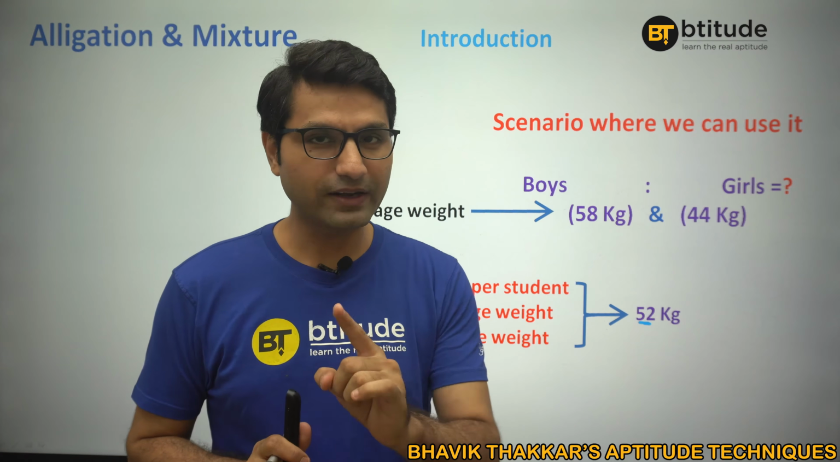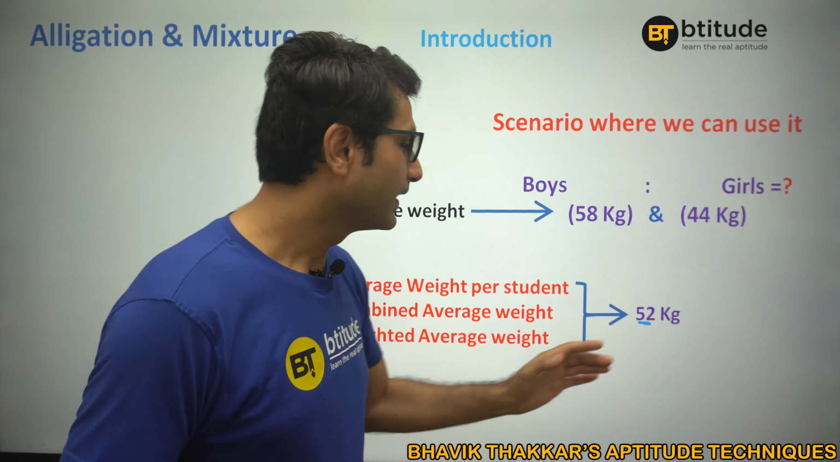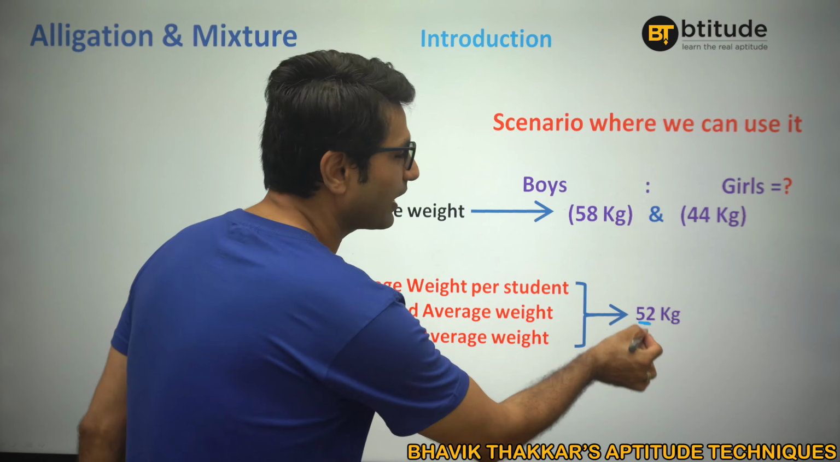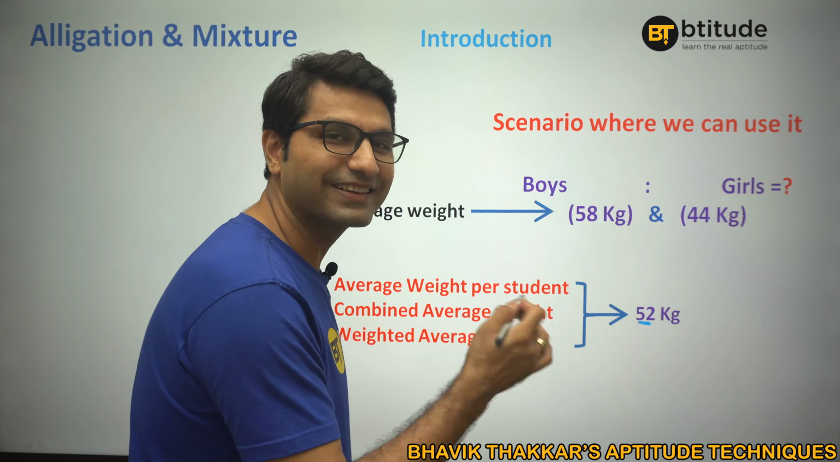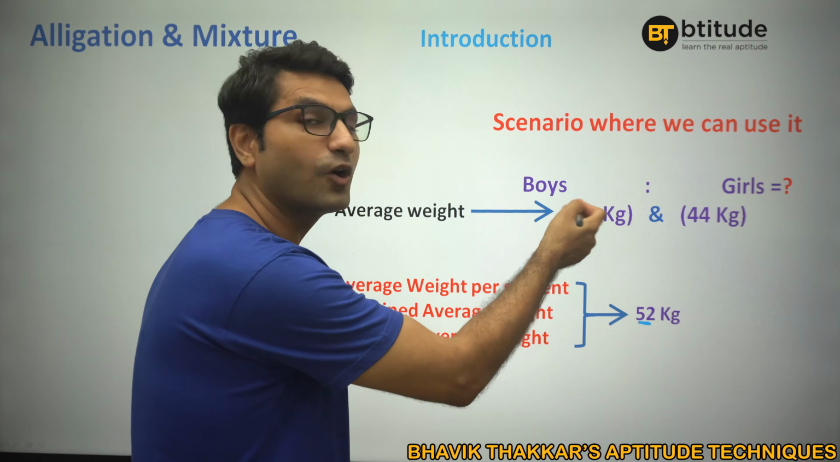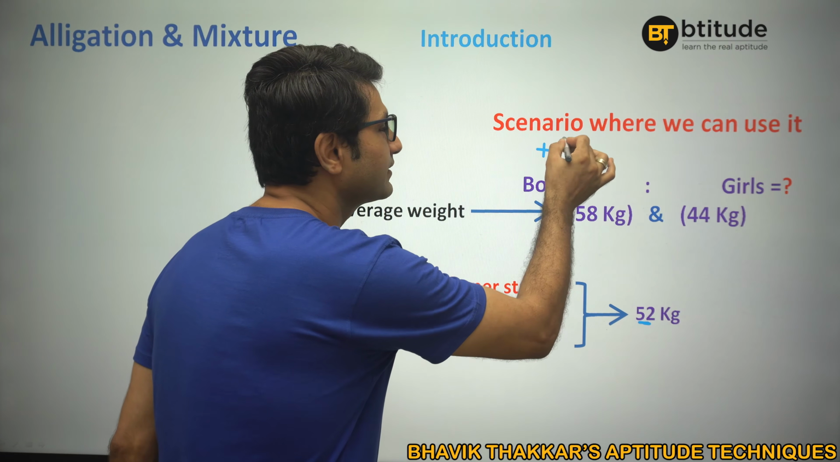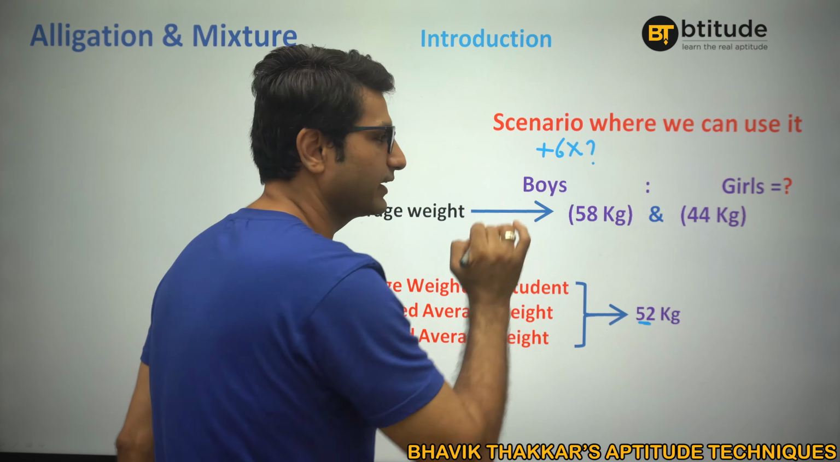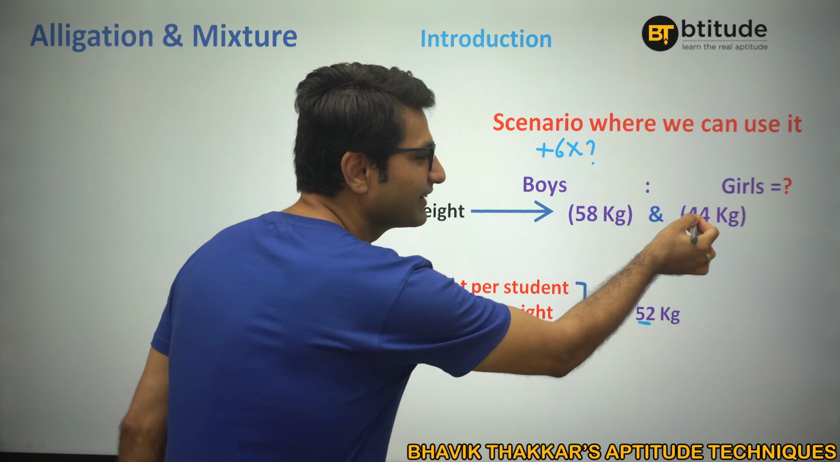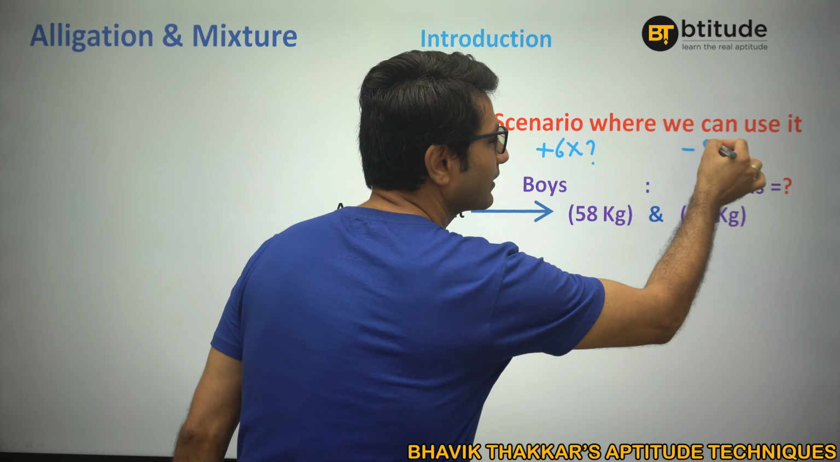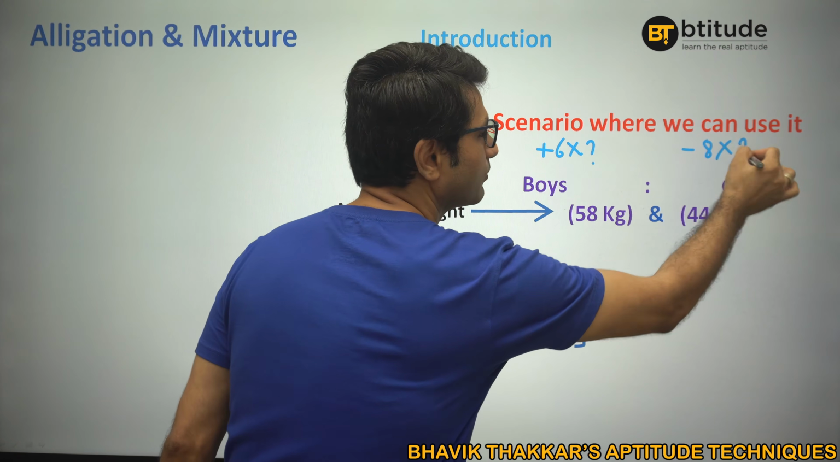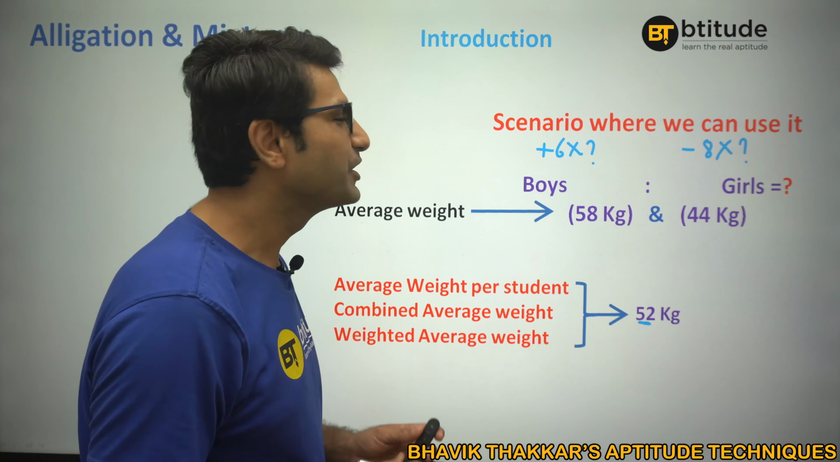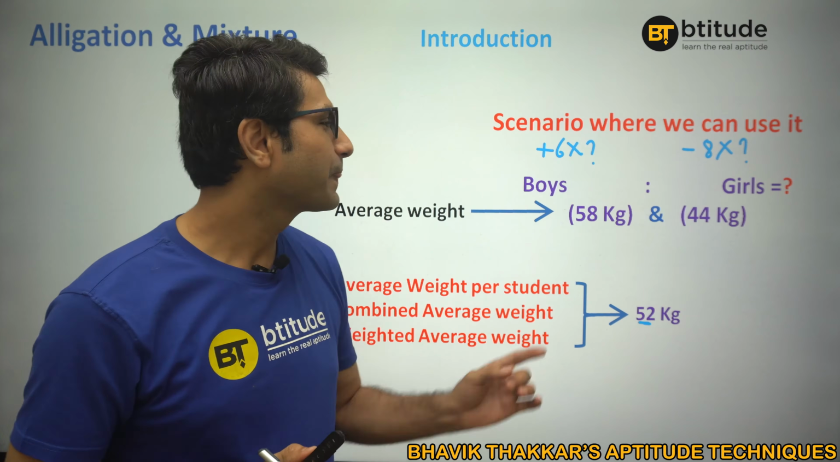Now look here. 52 was the average. Boys are how much? Excess is 6. We don't know how many boys are there, but we know excess is 6, I don't know how many times. The girls are 8 lesser, minus 8. I don't know the number of girls. We don't know how many times. But we know one thing for sure.